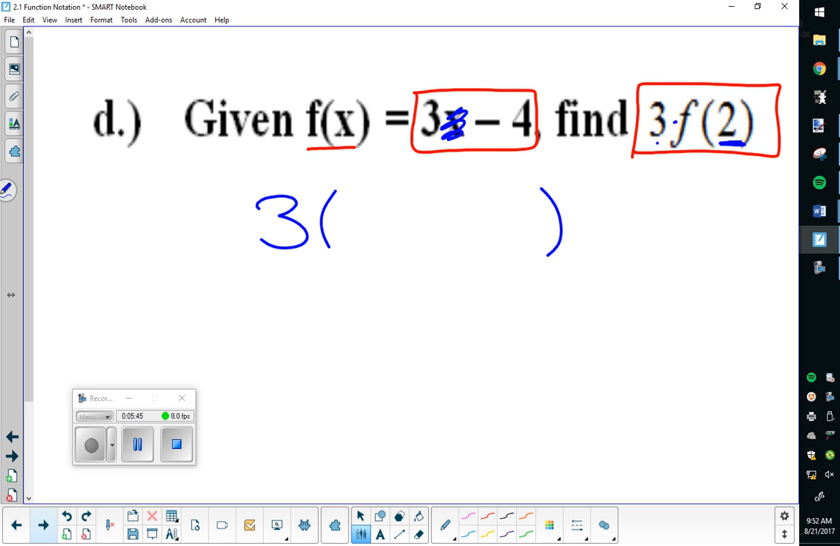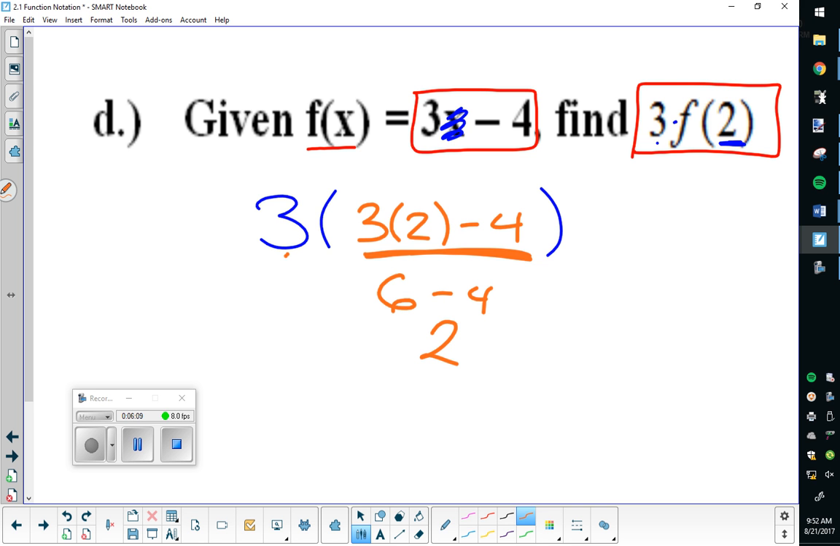I'm just plugging 2 in. 2 goes in for x. So inside of parentheses here, I'm doing the problem. 3 times 2, plugging in for x, minus 4. I need to find this first, and then I'm going to multiply that answer by 3. That's what that means here. So 3 times 2 is 6, minus 4 is 2. And then I'm multiplying that whole answer by 3. Final answer is 6. Questions there?